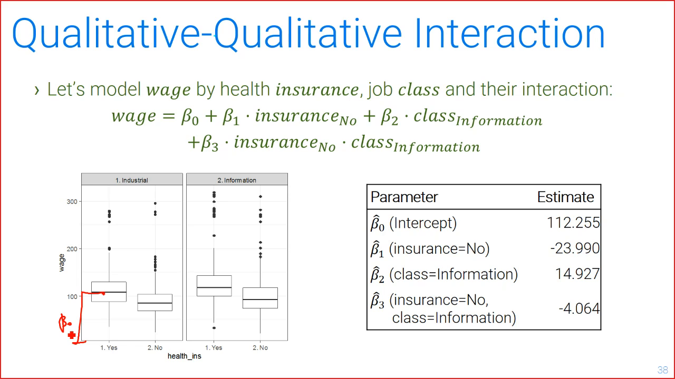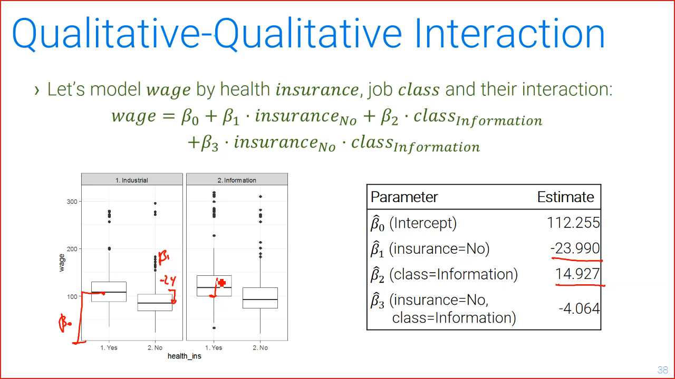And then what we have is the main effect of insurance. So whenever insurance equals no, then we're going to have a negative deviation from the baseline of minus 24 units. And that would be here, minus 24. This is beta 1. We also have the effect of working on IT. And what this says is that if a person works on IT, there is a positive deviation of 15 units from the baseline. So it would be the difference between this case and the baseline.